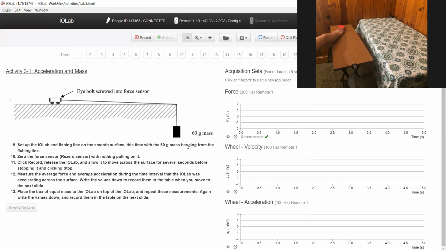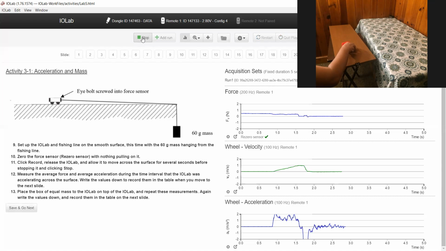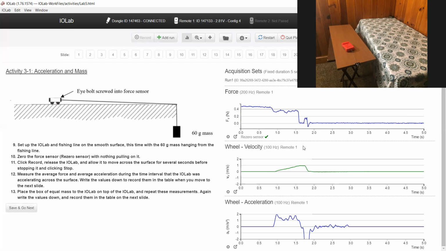Okay, and then I'll click on record and release it after some seconds and then stop. Okay, before it hits. Oh, I should have shown you the graph. Sorry about that.